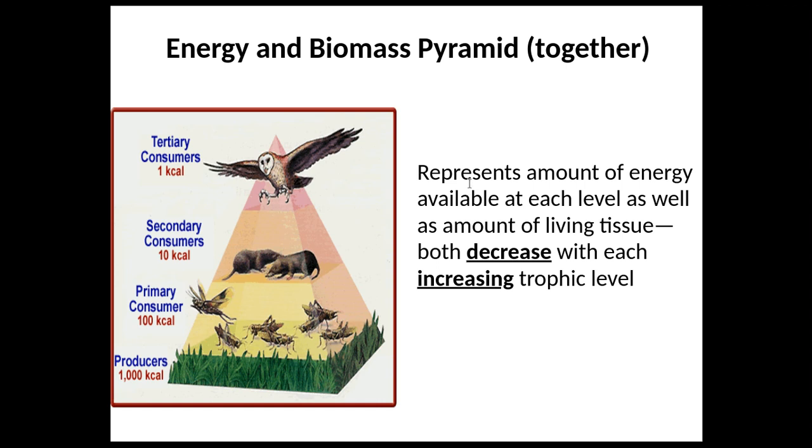Both pyramids represent the amount of energy available at each level as well as the amount of living tissue. And we see that both decrease with each increasing trophic level. And the first level is always at the bottom.